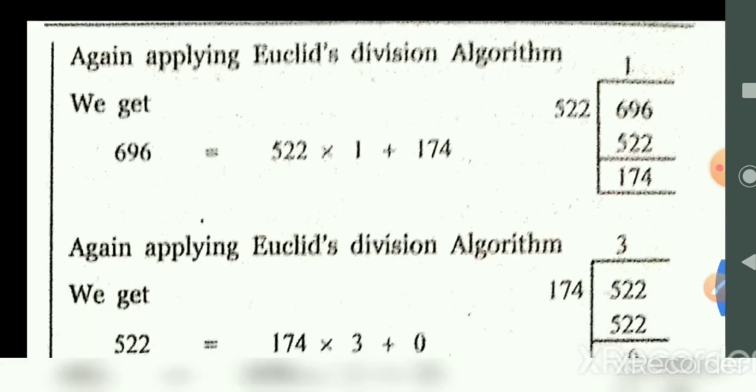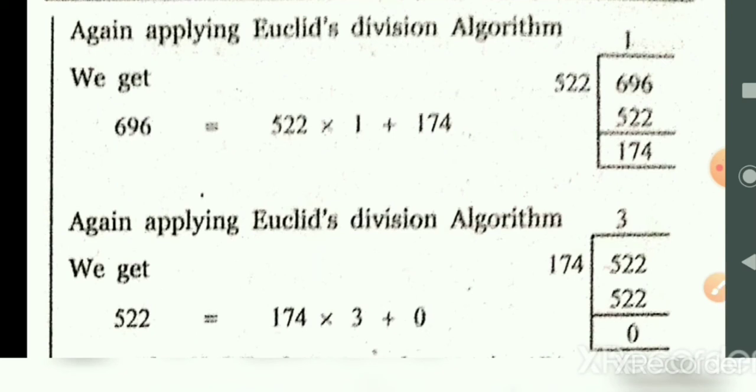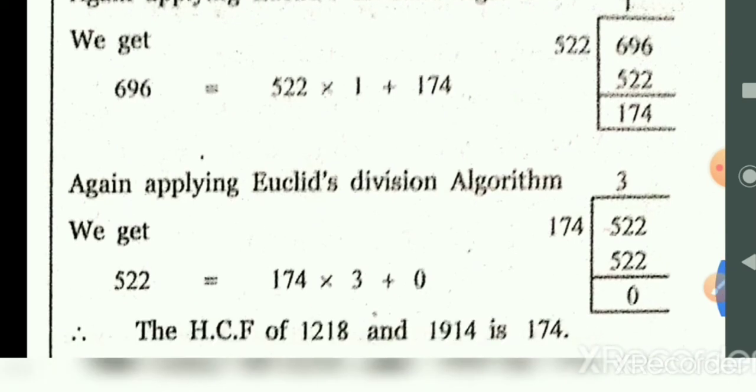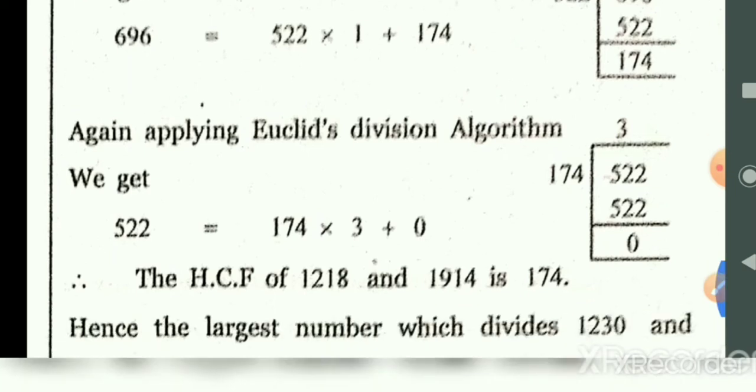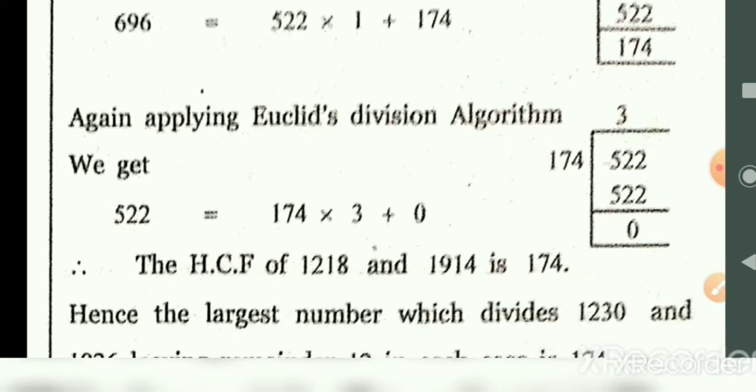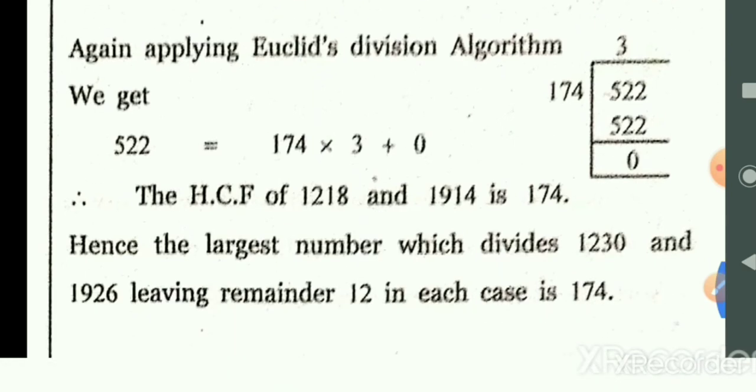Again applying the Euclid's division algorithm, 522 is equal to 174 into 3 plus 0. Now we get the remainder is 0, so we stop applying the Euclid's division algorithm. What is the divisor here? 174. So that is the HCF of 1218 and 1914. So the answer is 174, the greatest number which divides 1230 and 1926, leaving the remainder 12.